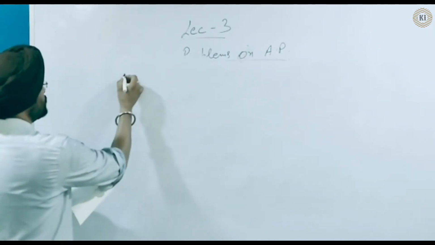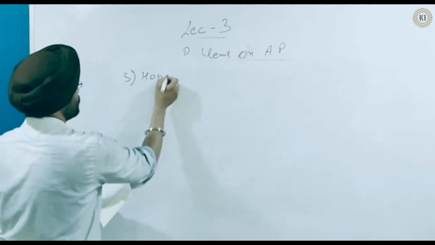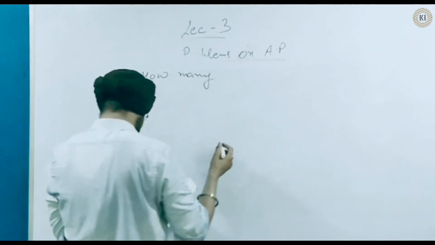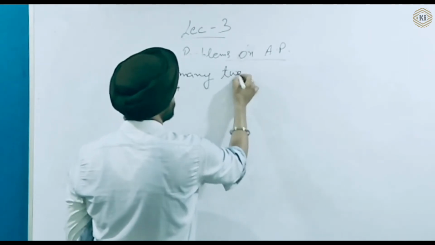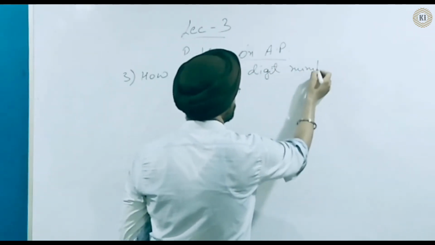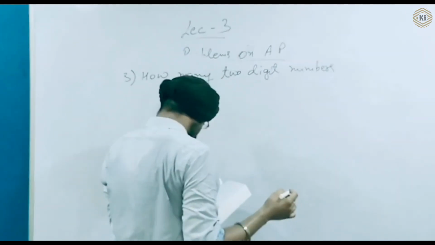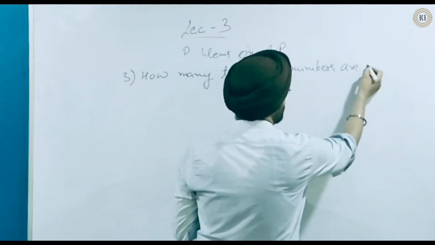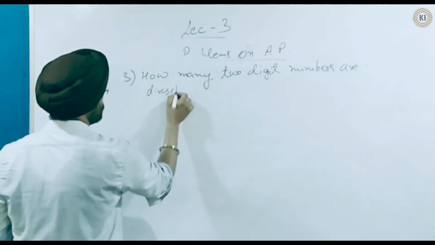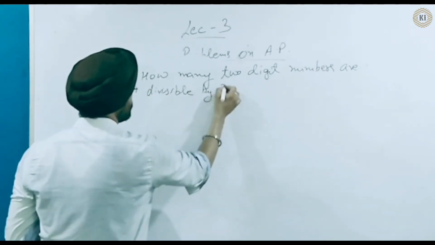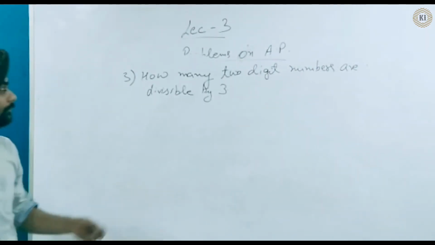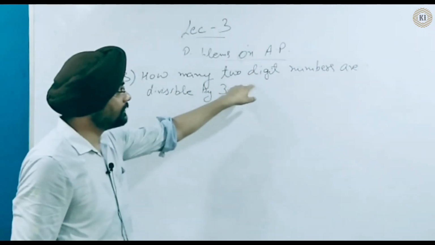Now next question is question number 3rd. How many 2-digit numbers are divisible by 3? So this is also a very important question from your board point of view. How many 2-digit numbers are divisible by 3?